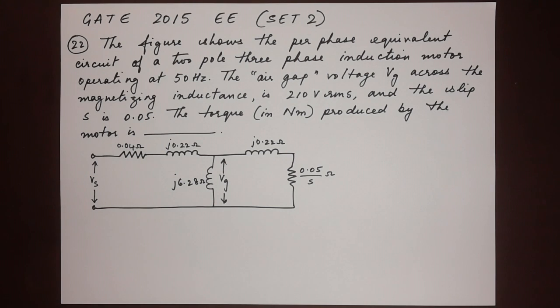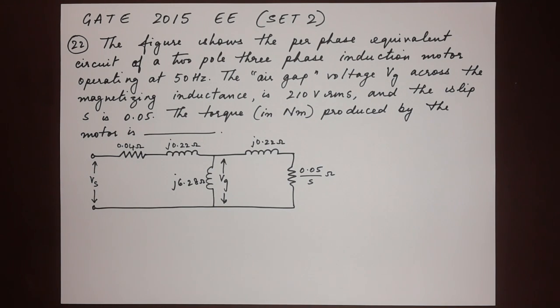Here's the next question, number 22. The figure shows the per phase equivalent circuit of a two-pole three-phase induction motor operating at 50 Hz. The air gap voltage Vg across the magnetizing inductance is 210 volts RMS and the slip S is 0.05. The torque in Newton meters produced by the motor is dash.